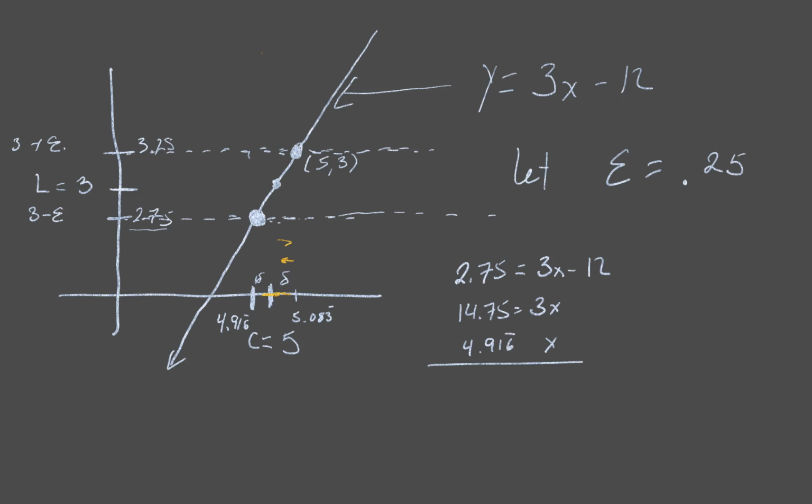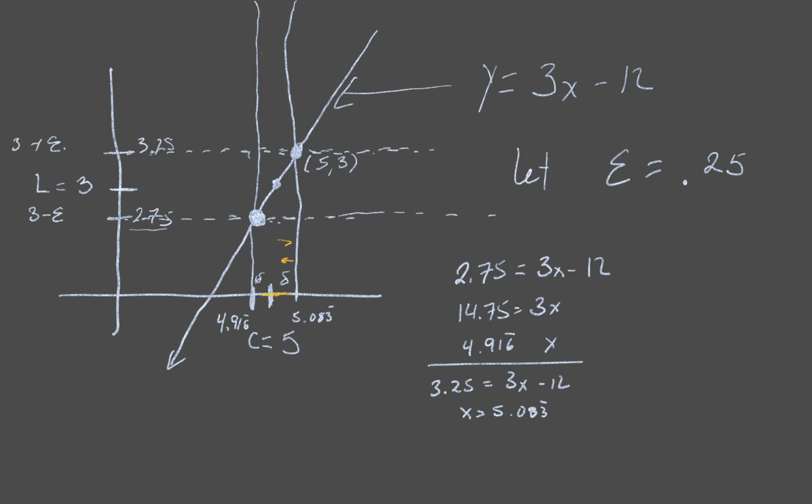And I've also solved 3.25 equals 3x minus 12, and I get that x equals 5.083 repeated. Okay, so those give me where the box would be if I had corners here. Corners where the function hits the dotted lines, the horizontal dotted lines.